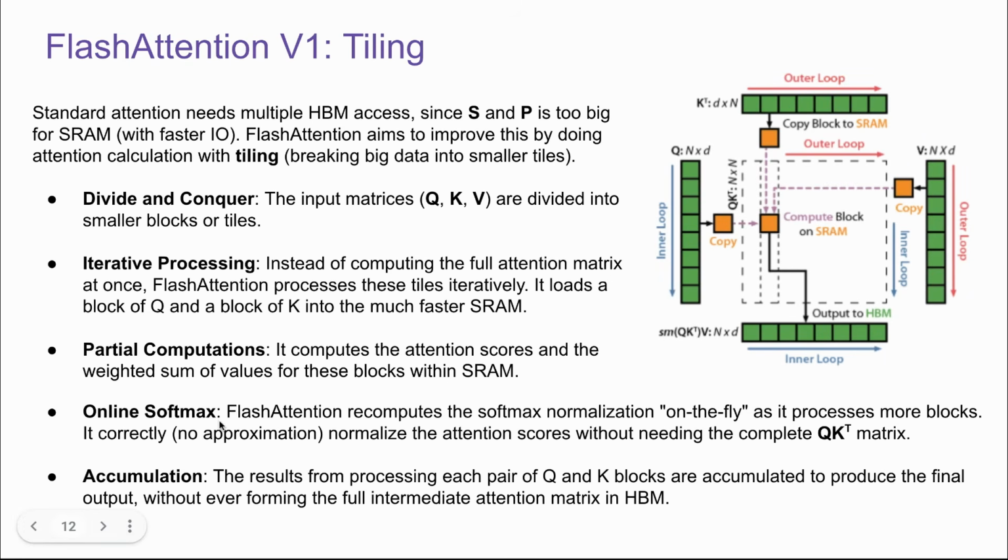The next one is online softmax. This is also very important. Flash attention recomputes the softmax normalization on the fly as it processes more blocks. It correctly normalizes the attention scores without approximation and without needing the complete QK^T matrix, that is the S matrix. The last one is accumulation. The results from processing each pair of Q and K blocks are accumulated to produce the final output without ever forming the full intermediate attention matrix in HBM.